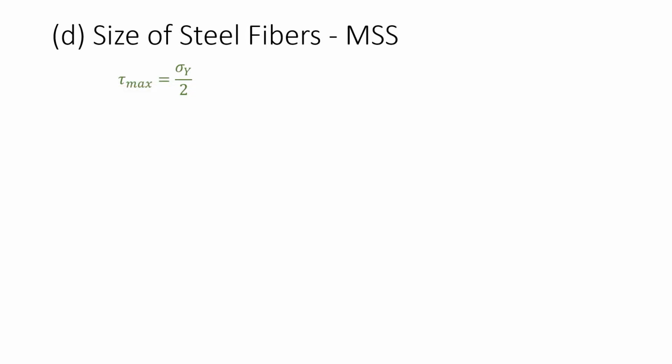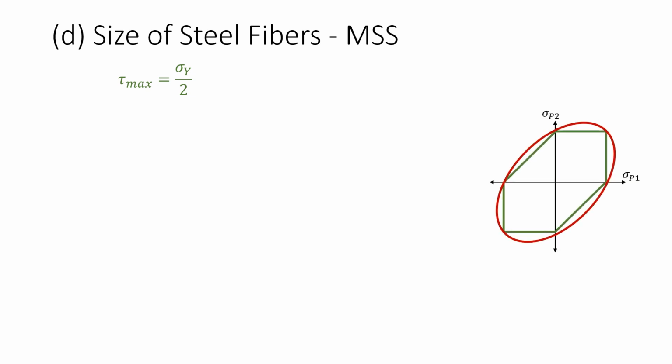Part D asks us to calculate the required radius if we were using the max shear stress theory. The central concept of the max shear stress theory is that the failure occurs when the max shear stress equals half the yield stress. We can certainly do the calculations to determine the steel cable diameters. However, let's first look back at the diagram of the failure boundaries for the MSS and MDE theories.